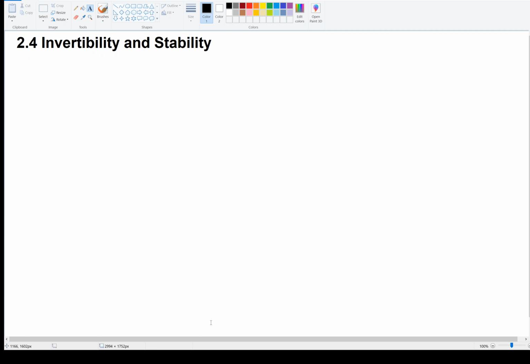So, let's talk about invertibility first. Invertibility is important, for example, in lossless coding. If I want to take a file and compress it, and I want to compress it in such a way that I can get back the original data, then I need a compressing scheme that is invertible.